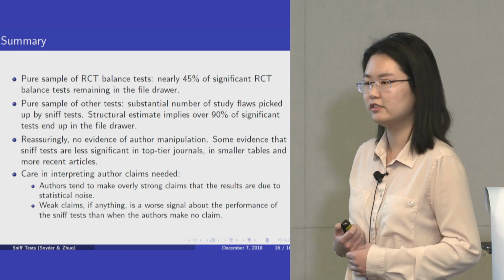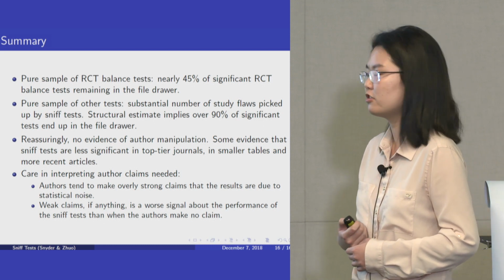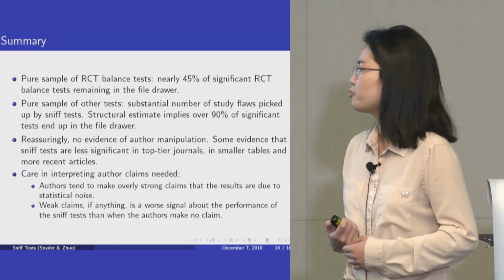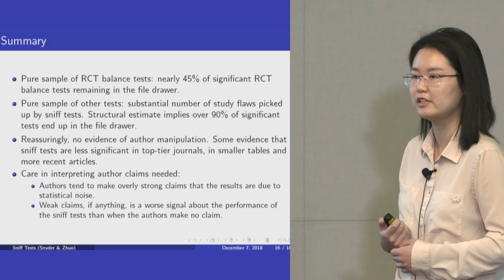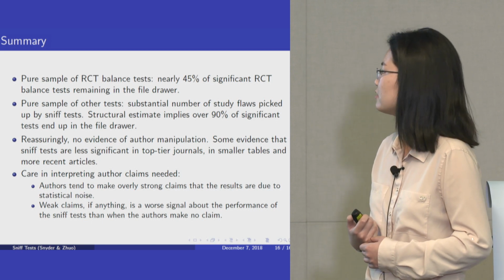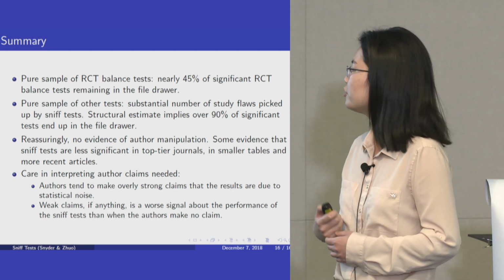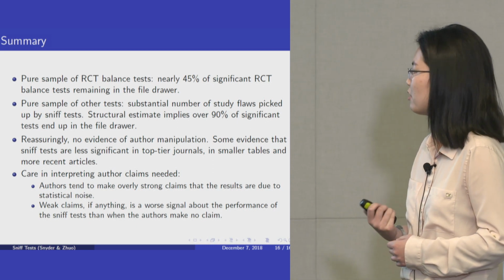There's some evidence suggesting that sniff tests are less significant in top-tier journals, in smaller tables, and in more recent articles. We also suggest that carefully interpreting author claims is needed. The authors tend to make overly strong claims that the results are due to statistical noise, and the weak claims, if anything, are a worse signal about the performance of sniff tests compared to when the authors make no claims at all. Okay, thank you.